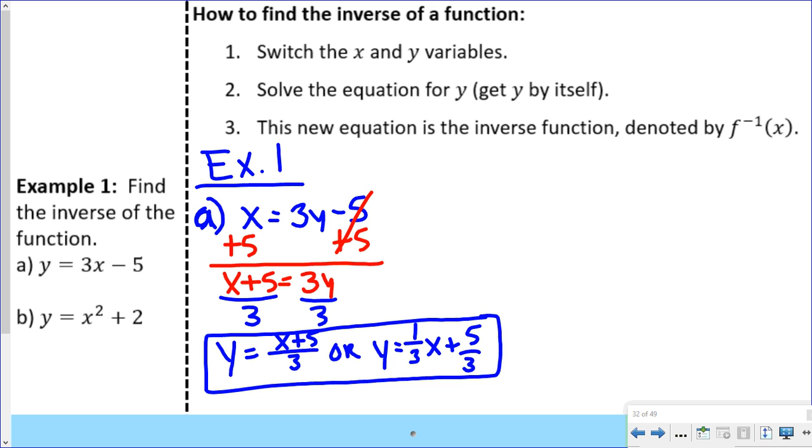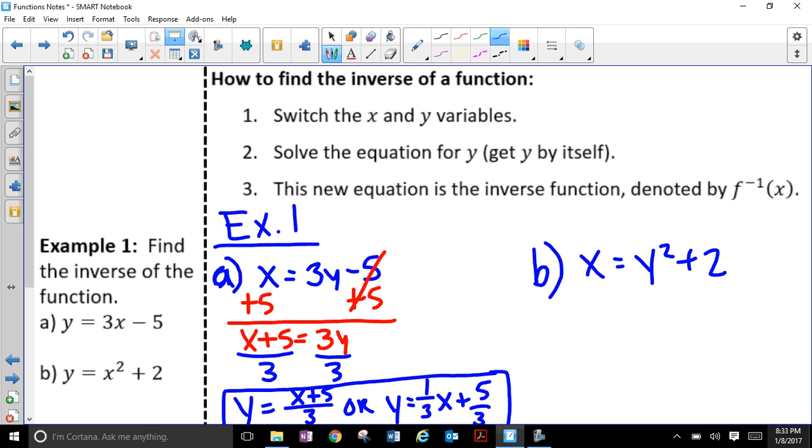Okay? Now let's look at part B. What kind of function is part B? It's a quadratic because you have the x squared as your highest exponent. Okay, so that's your quadratic. So then we switch the x and y variables. So now this is going to say x equals y squared plus 2.